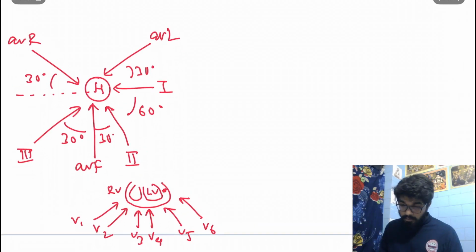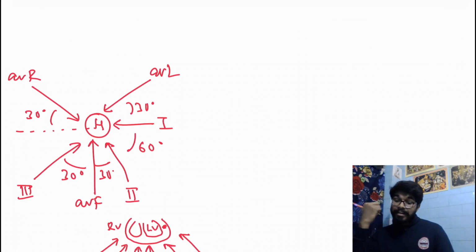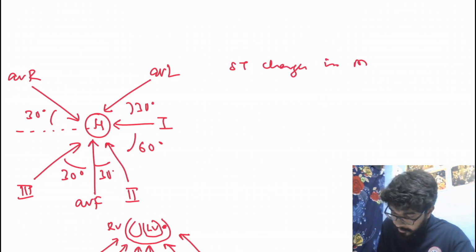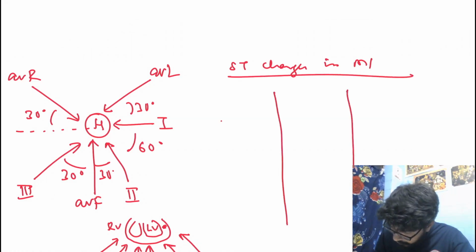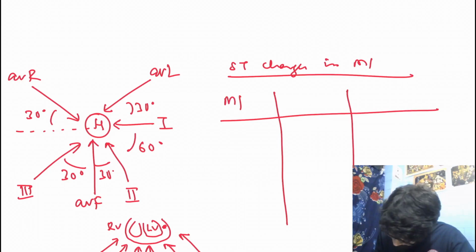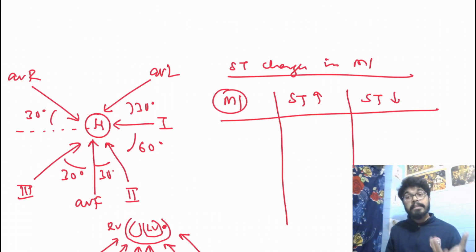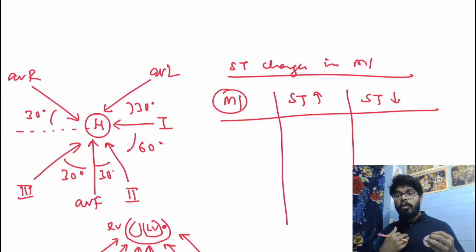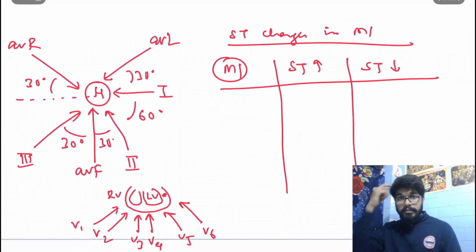Now let's have a look at a table of the ST segment changes in different types of MI. Always remember that there are two types of changes seen in an MI. There is an ST elevation at the location where there is infarction, and similarly on the opposite side of the heart we will get an ST depression as a reciprocal change.